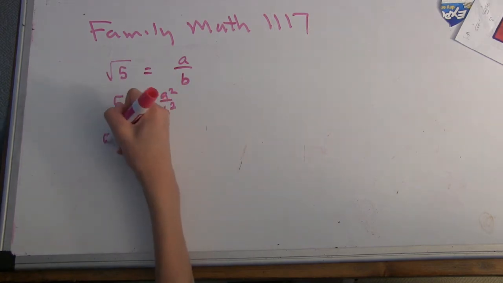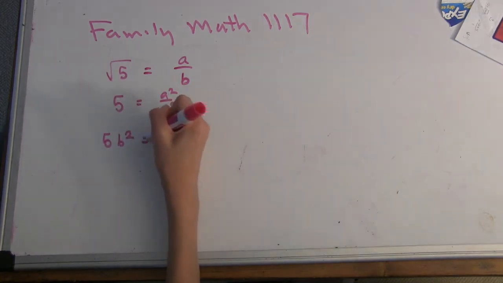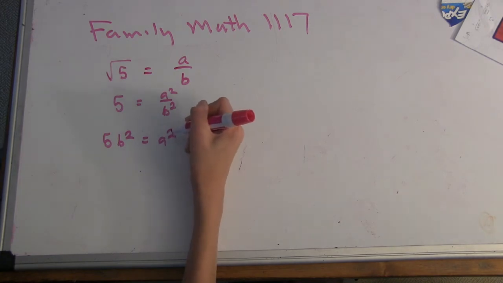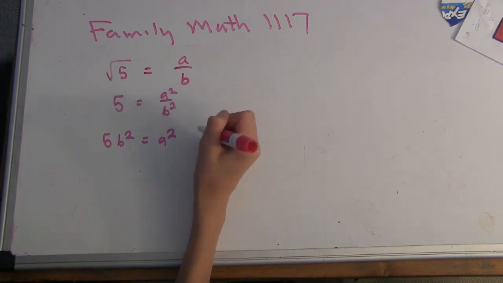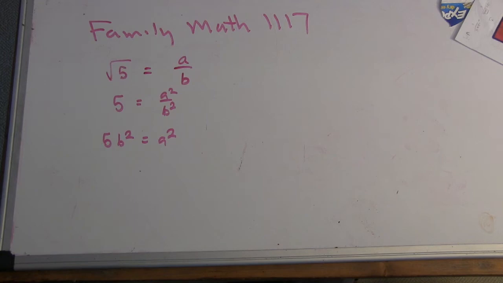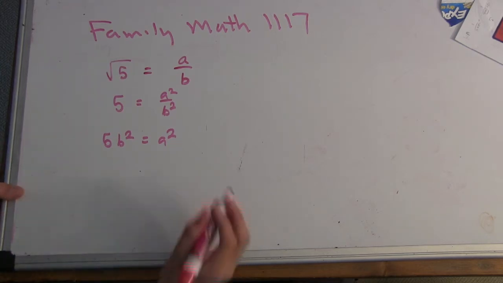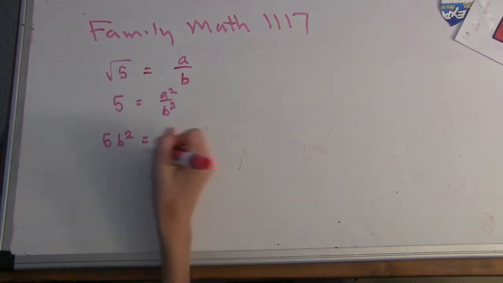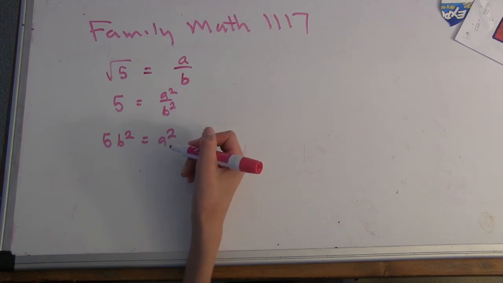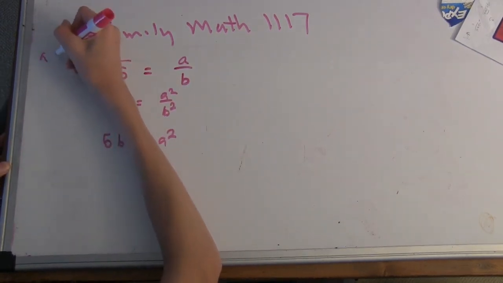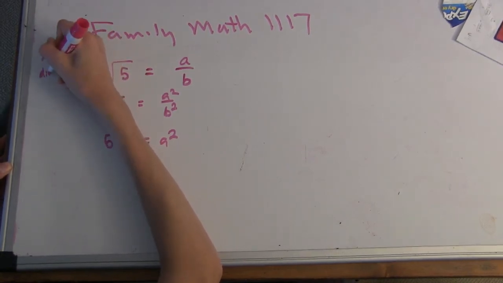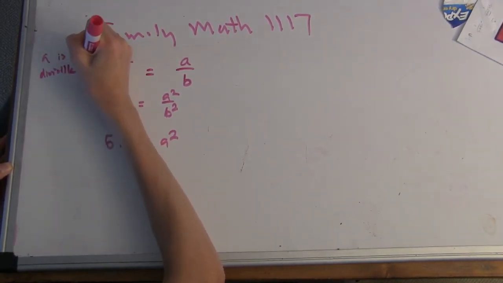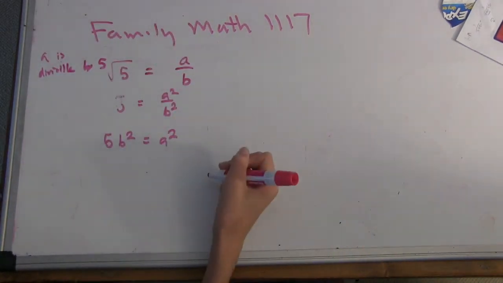and then writing it 5b squared equals a squared. And this is, I guess, maybe where we could get stuck a little bit, but maybe not, because this shows that a squared is divisible by 5, so a is divisible by 5.